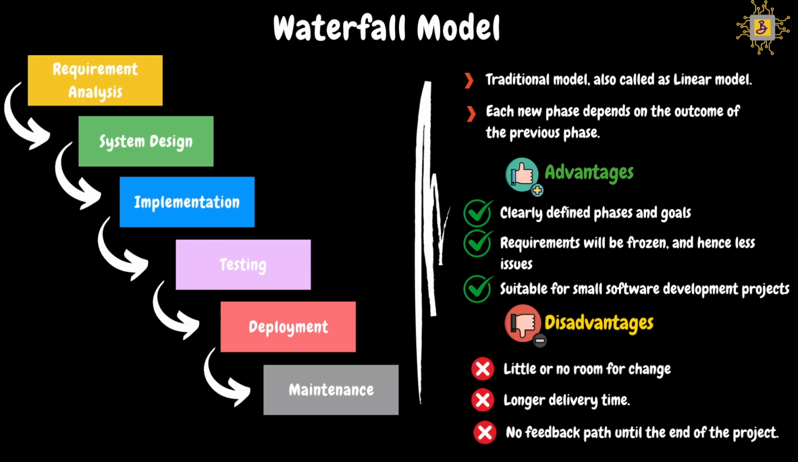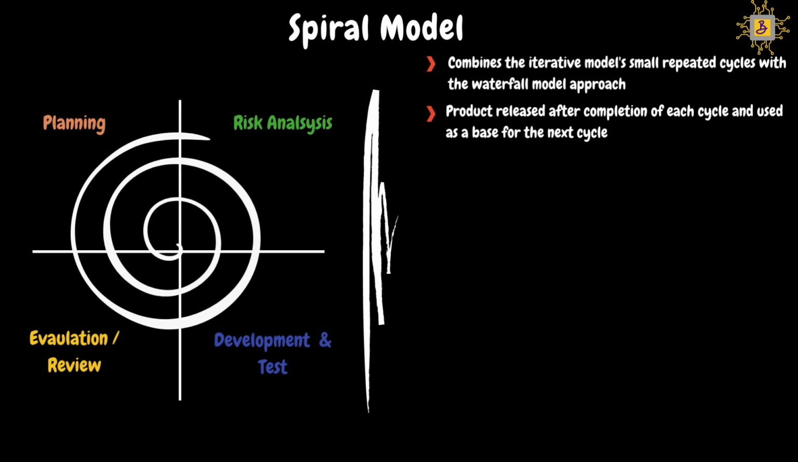Next, let's discuss the spiral model along with its advantages and disadvantages. The spiral model follows the phases in iterations. It basically combines the iterative model approach with smaller repeated cycles. In the iterative model, the software development begins with a small subset of requirements. They will enhance the versions over time until the complete software is ready for production. So in the spiral model, the software will be released after each cycle, and it will be used as a base for the next cycle.